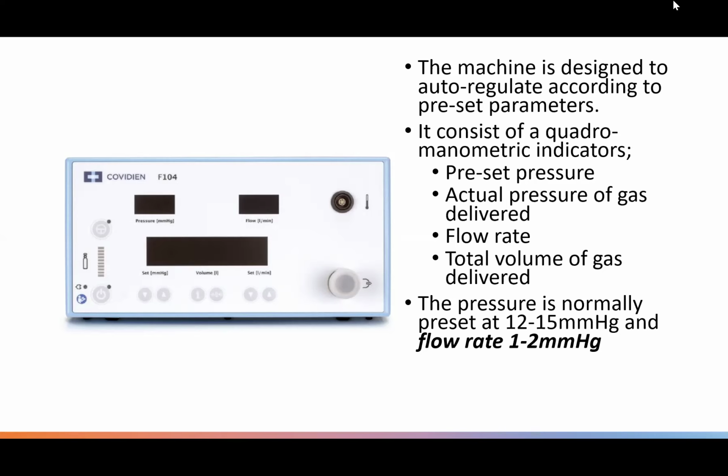You have to set a flow rate because you don't want the gas to flow so rapidly, because if it is flowing so rapidly, it will cause carbon dioxide gas embolism. So you want to maintain a low flow of 1 to 2 millimeters of mercury. You don't want to exceed 2 millimeters of mercury. And the machine will also show the total volume of carbon dioxide that is delivered. So for this insufflator, the pressure is normally preset at 12 to 15, as we mentioned, and the flow rate of 1 to 2 millimeters of mercury.